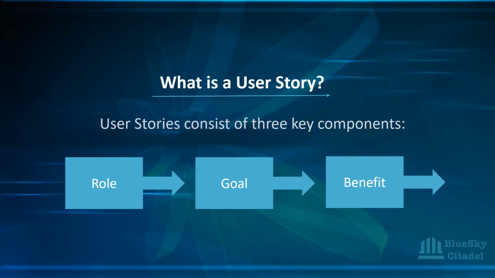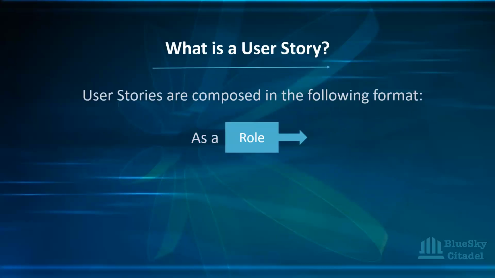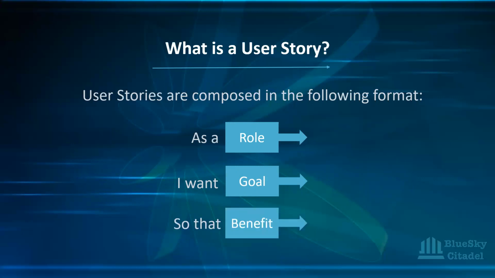Bear with me. Okay, so they're composed in the following format. Remember we said role, goal, and benefit. So we write user stories and we say "as a," then the role, "I want," then the goal, what is it you want? So who are you, the role? "I want," the goal, and then "so that," the benefit. Okay, so role, goal, benefit, and they're composed in the following format: as a, I want, so that.